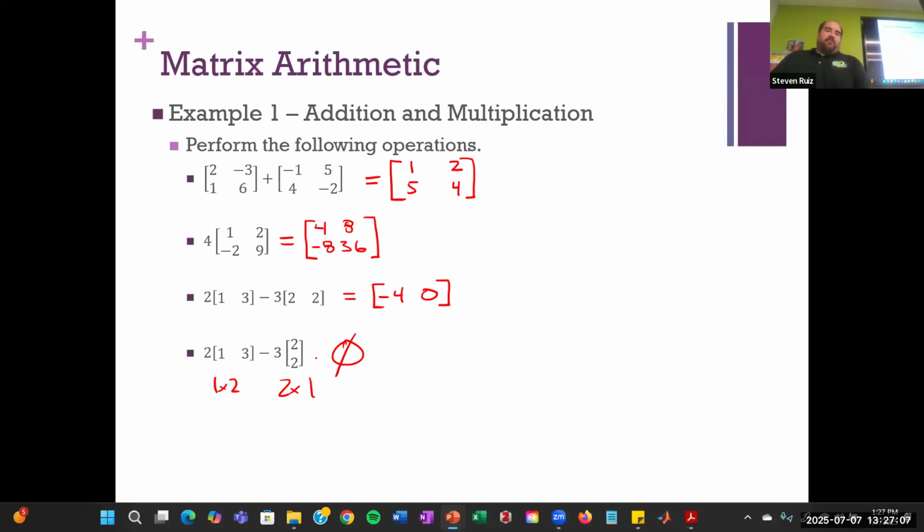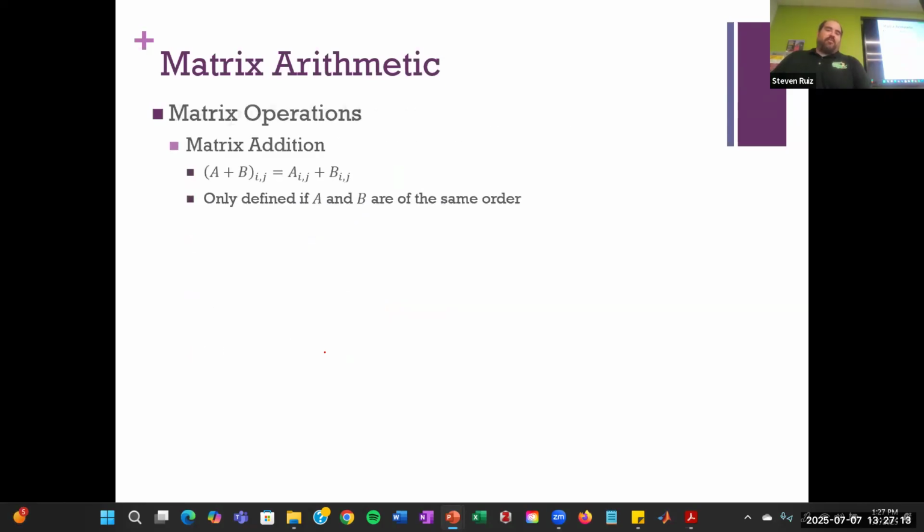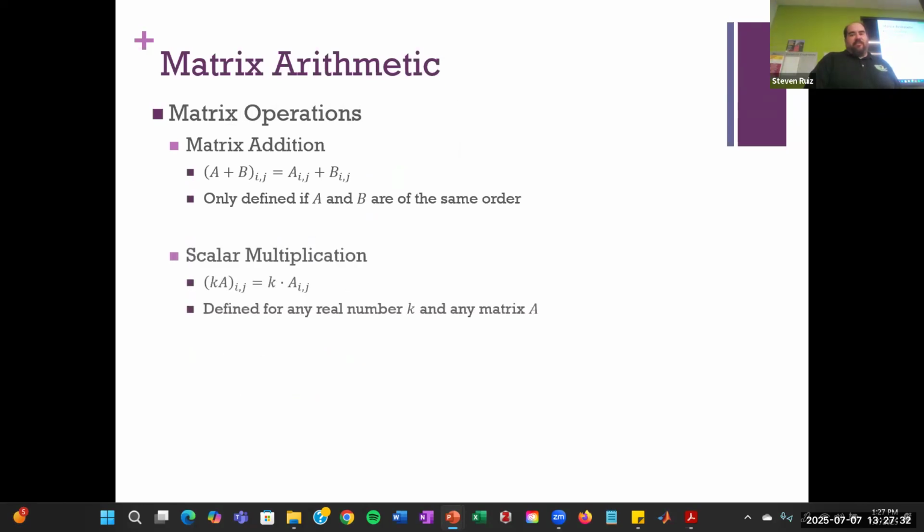Okay, so even though matrices and real numbers are not identical things, a lot of things work the same way. So matrix addition, yes, the way you add two matrices together is you add the corresponding entries together. So for every ij pair, add those elements together. It's only defined if A and B are the same order. Scalar multiplication works exactly the way that many of you seem to think it was. So if you're multiplying a scalar, a real number, by a matrix, just multiply that real number by every single entry in that matrix, and that becomes a new matrix.